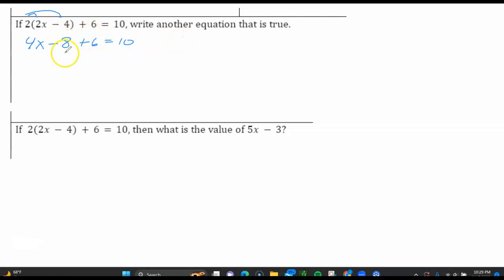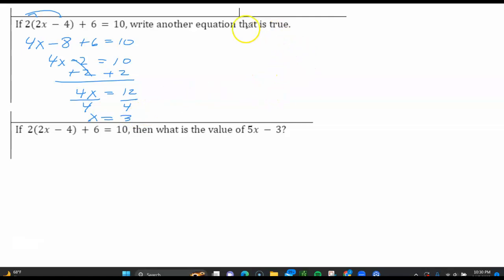So let's see, negative 8 plus 6 is negative 2, so 4x minus 2 equals 10. And then we need to get rid of a minus 2, so we need to add 2. 4x equals 12. 4 times x equals 12. The opposite of multiplication is division, so we need to divide by 4. We end up with x equals 3.